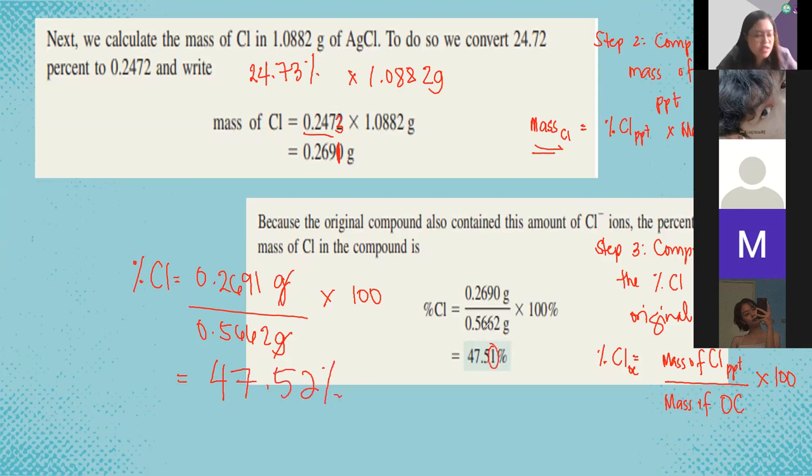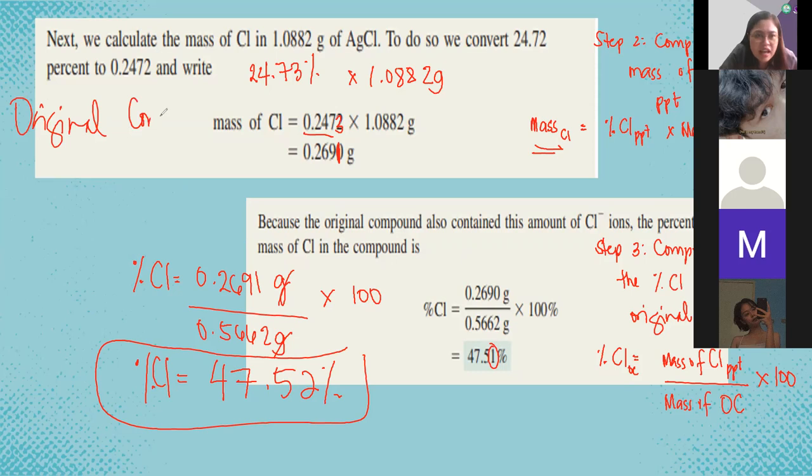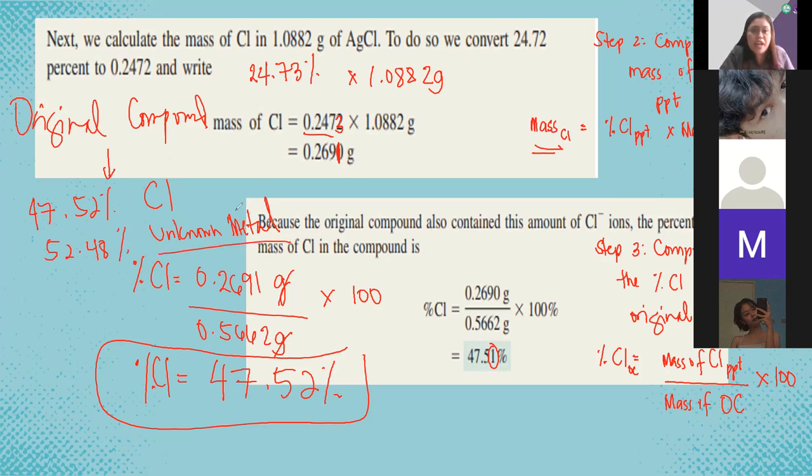We can have here 47.52%. So, meron lang silang kaibahan na 0.01 kasi hindi sila nag-round off for the silver. So, this is now the correct answer. So, sa original compound natin, hindi natin alam kung ano talaga siya. Pero ngayon, alam na natin na 47.52% of the original compound is chloride alone. So the remaining percent will be for the unknown metal that is yet to be determined. So 100 minus 47.52 is 52.48%. This is for the unknown metal.